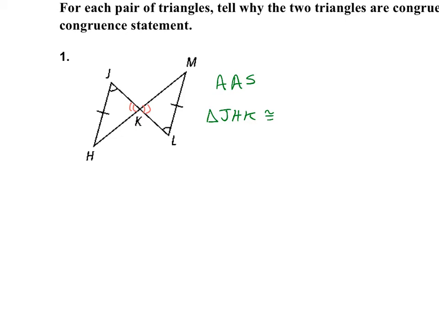JHK is congruent to, now the second triangle has to go in the same order on the corresponding angles. So J is corresponding with L, M is corresponding with H, and K in this case is corresponding with K. Not always the same letters corresponding. So let's see the next one.